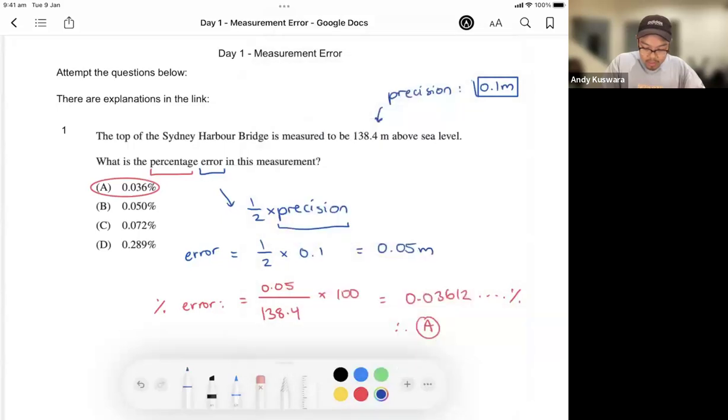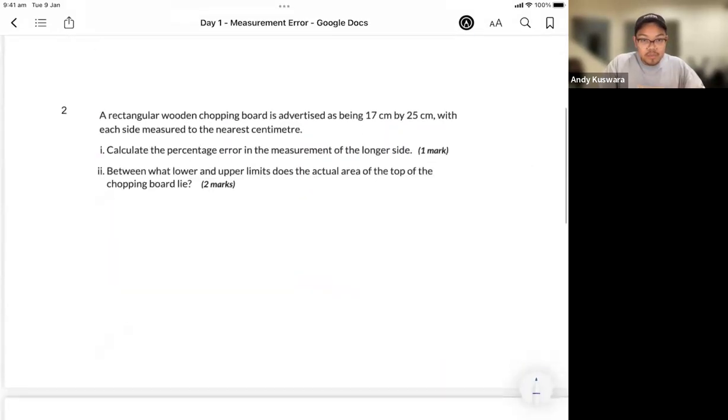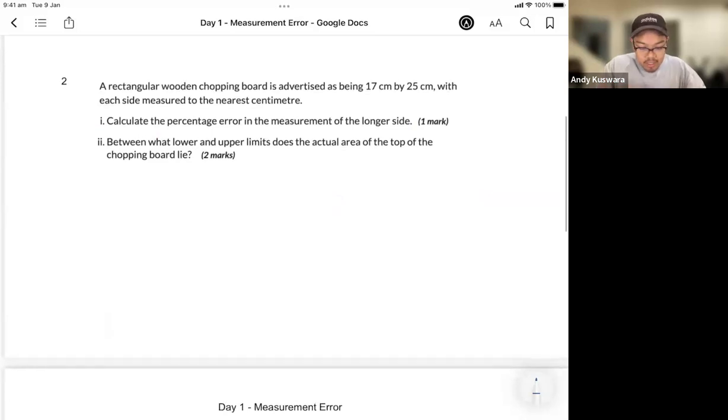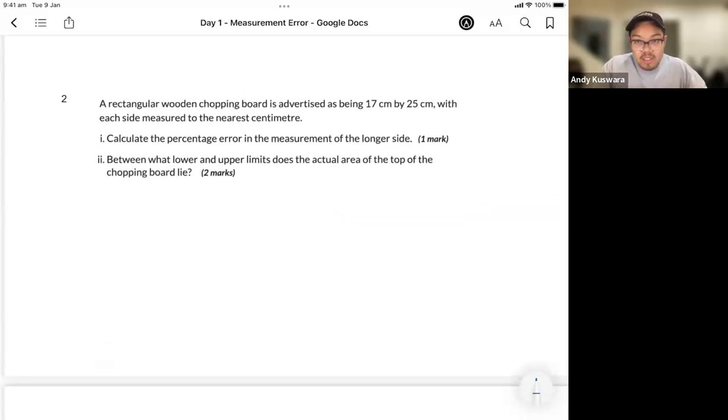Good. Now let's take a look at the second question. It says a rectangular wooden chopping board is advertised as being 17 centimeters by 25, each side measured to the nearest centimeter. Calculate the percentage error in the measurement of the longer side. The longer side is 25 centimeters, and again we need to find the precision. Because this is 25 centimeters with no decimal places, and after 25 the next thing I'd assume to see is 26, my precision has to be 1 centimeter.